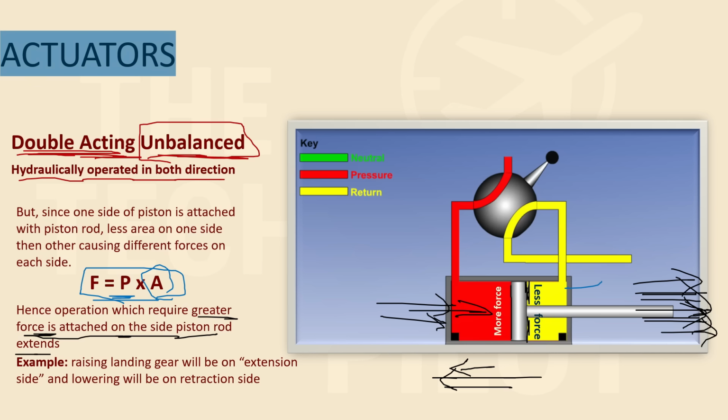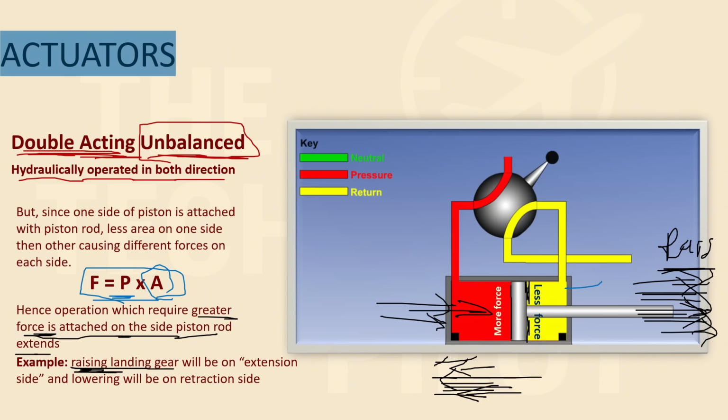For example, raising a landing gear requires more energy as compared to lowering it, right? When you lower the landing gear, you have gravity which is supporting it, but when you are raising the landing gear, you have gravity opposing it. So that's why raising a landing gear requires more effort that will be placed here. Raising a landing gear will be on this side because this side is getting more force, and this side, since it is getting lesser force, lowering of the landing gear will be attached on this particular service. Right?